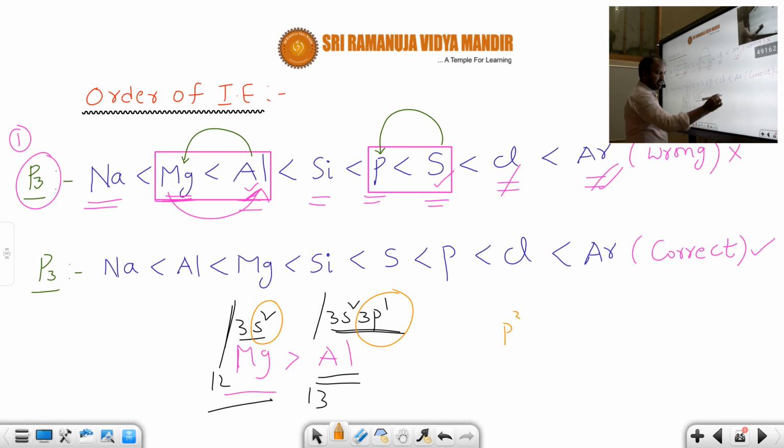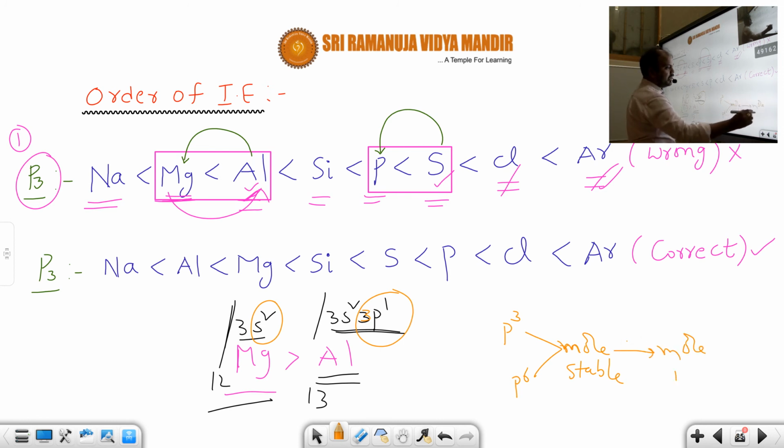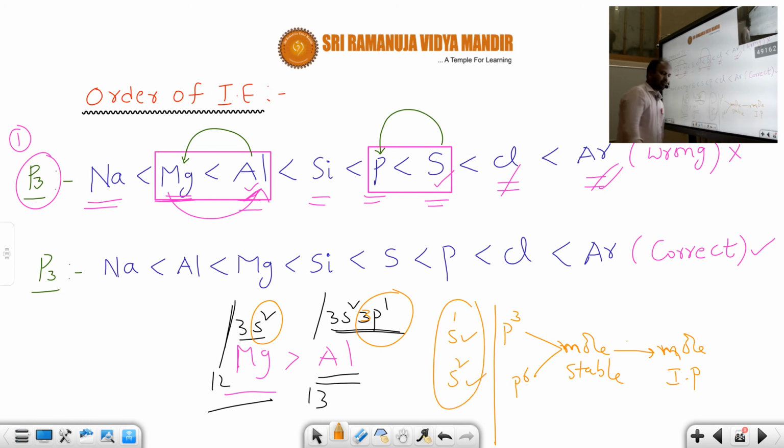We know that when p contains 3 electrons or 6 electrons, it is more stable due to the half filled and full filled structure. That's why it has more IP whenever p contains either 3 or 6. But in the case of s, either 1 electron is more stable, half filled, or s containing 2 electrons is more stable. So s containing either 1 electron or 2 electrons is a more stable structure. That's why that is more IP.